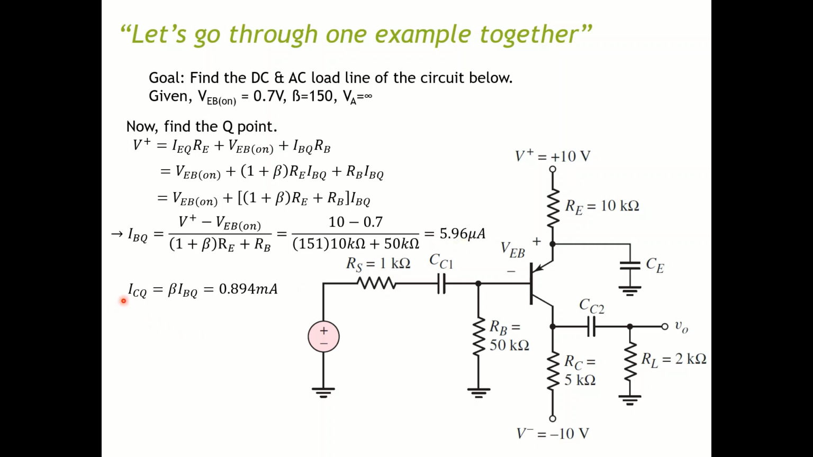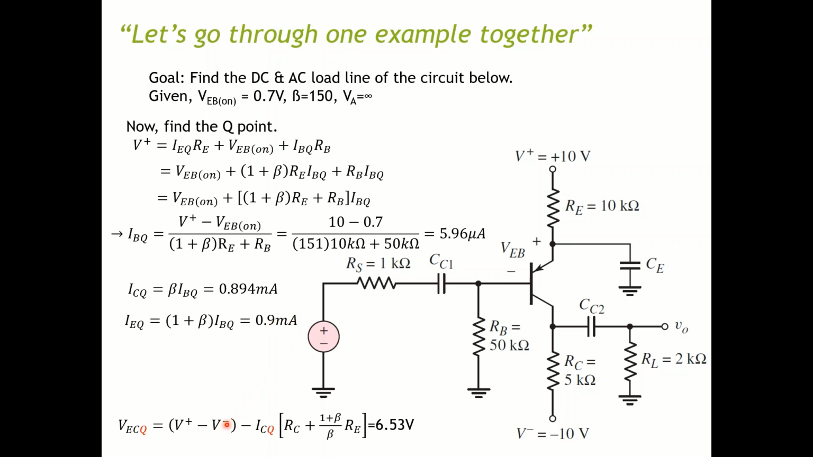Then for the Q point, this is the key. Once you figure out one Q point parameter, the rest of them are very easy. Technically, you just have to plug in the equation and you get the result. So what do we know about ICQ based on IBQ? It is one beta difference, right? So you multiply beta by IBQ, and you have 0.894 milliampere. Same thing to find IEQ, the emitter current. You multiply by 1 plus beta, and you have 0.9 milliampere.